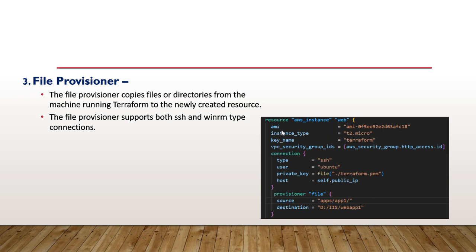So this is again the same resource block. I have defined the connection here. This is the file provisioner block. This is the source path from where I have to copy the content, and this is the destination location on EC2 where I want to move the content. So I hope all three kinds of provisioner are clear. Let's move to the next slide.